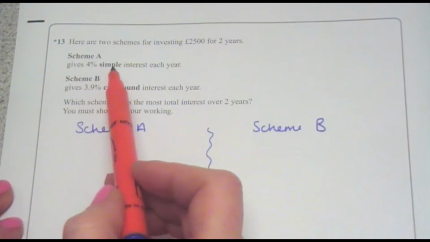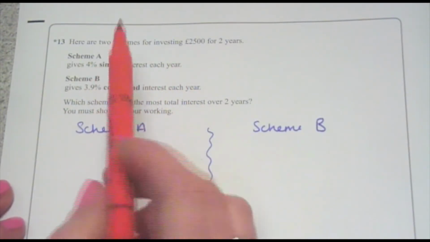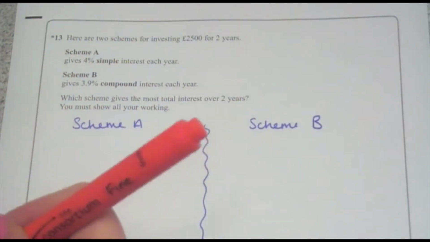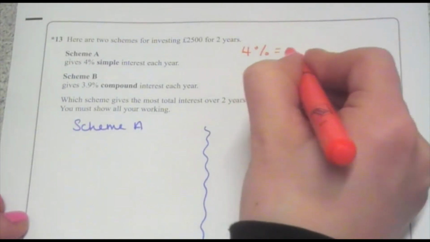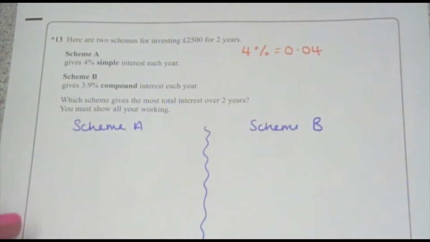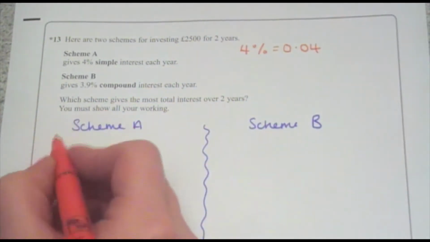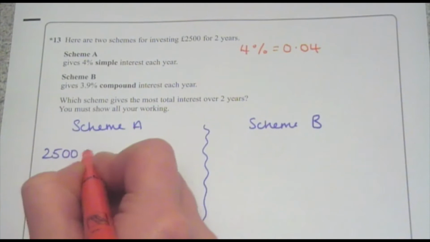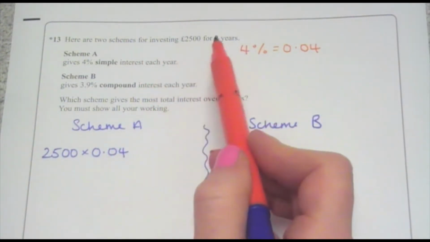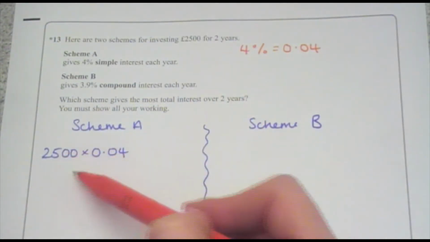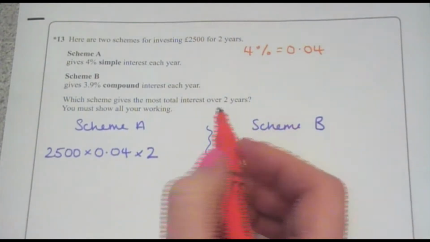Now scheme A gives 4% simple interest each year, so I'm going to be finding a percentage of an amount. That means I need to know my percentage multipliers. Now 4% as a percentage multiplier as a decimal is 0.04. So for scheme A, I'm going to take my original amount of 2,500 and multiply it by 0.04. Now this is investing money for 2 years, and this will give me interest for 1 year. However, I want to know what it will be after 2 years, so I'm going to multiply by 2.